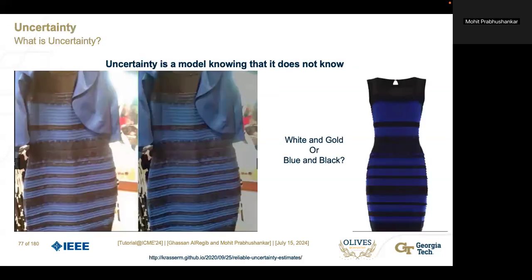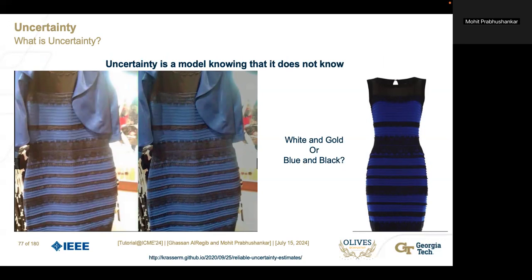Now, the reason we'll have about 4 slides that talk about the definition of uncertainty is because the word uncertainty is a very colloquial term that we use in English. Every one of us probably uses that word on a daily basis. Whenever you don't know something, you might just say that I'm uncertain.